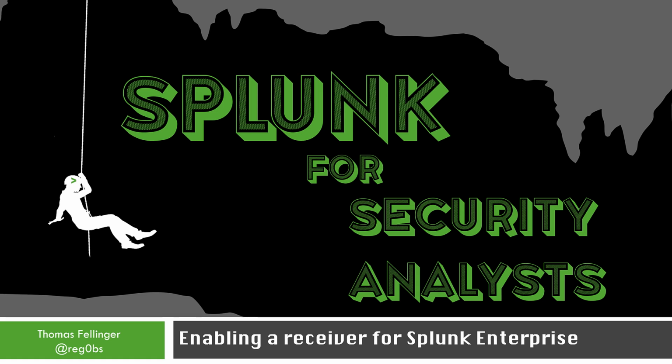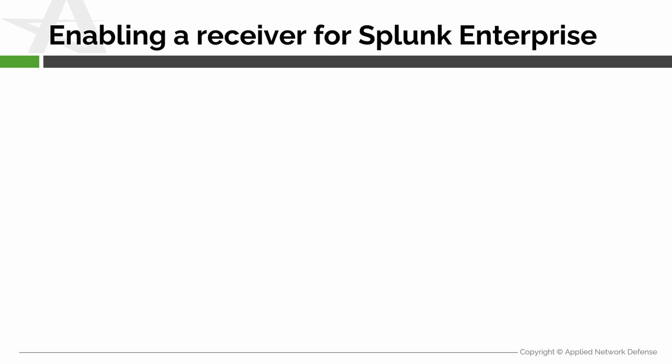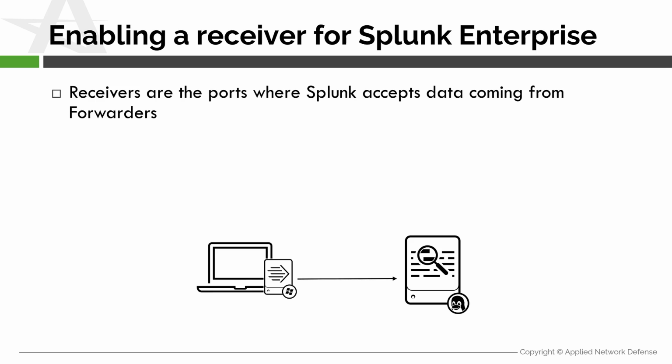So if we have a single instance installation or an indexer, then of course we want to enable this instance to be able to receive data from forwarders and other Splunk Enterprise instances. And this is where receivers come into play. A receiver is nothing more than a TCP port listening on our Splunk instance, and that is accepting data coming from forwarders or from other Splunk instances.